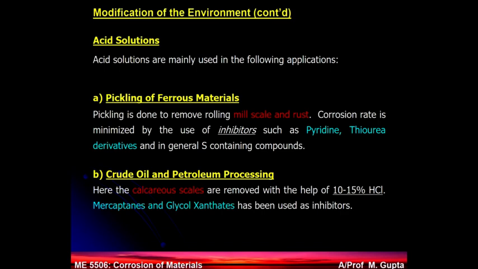In crude oil and petroleum processing, you have calcareous scales, calcium-containing scales, which are deposited, and they are not good because they can lead to crevice corrosion. You have to remove them, and the way to remove them is by using hydrochloric acid. But again, you don't want these acids to attack your metal surface, so you use inhibitors like mercaptans and glycol xanthates to take care of that.